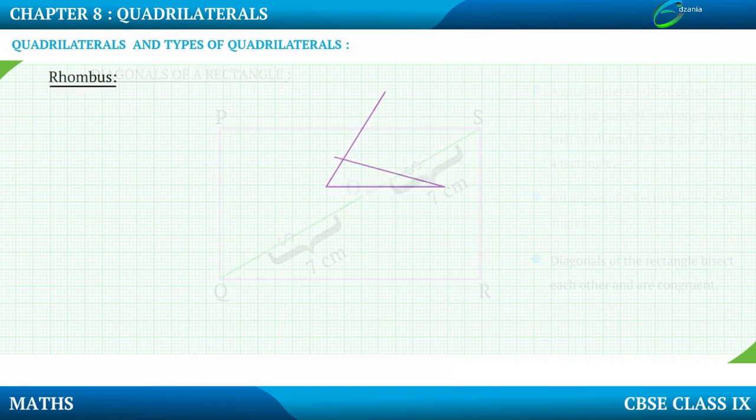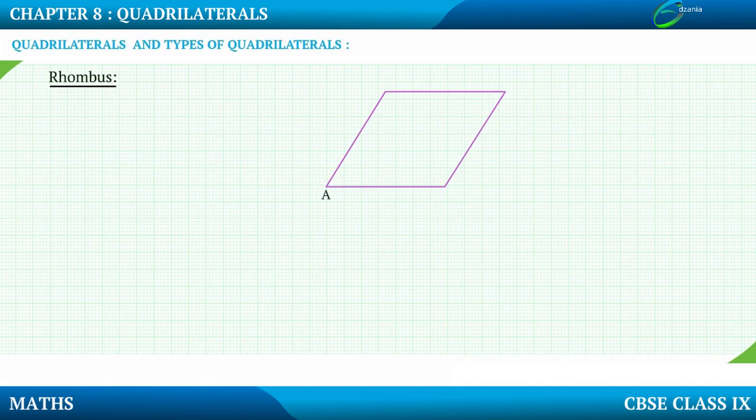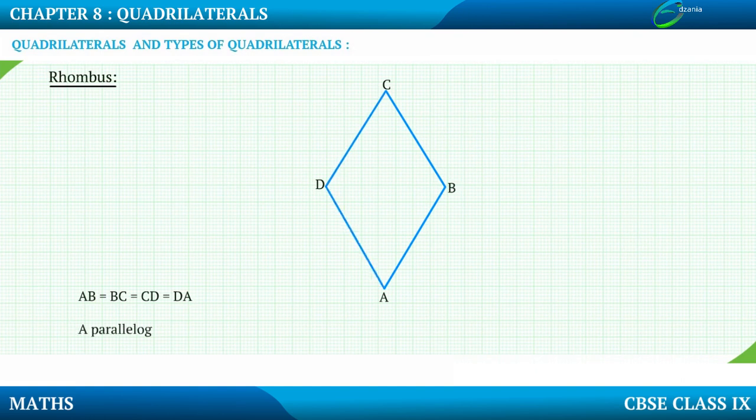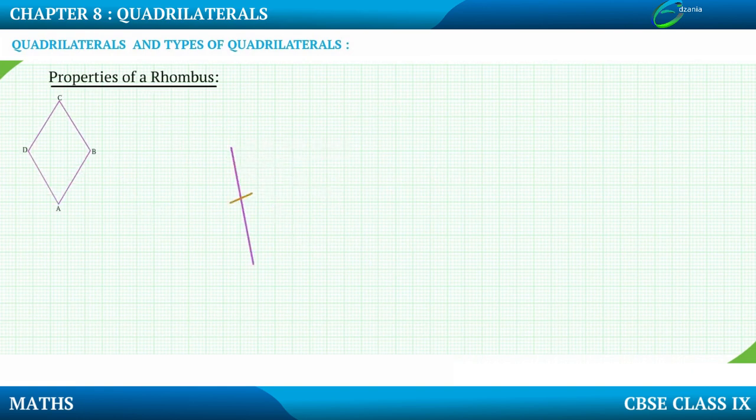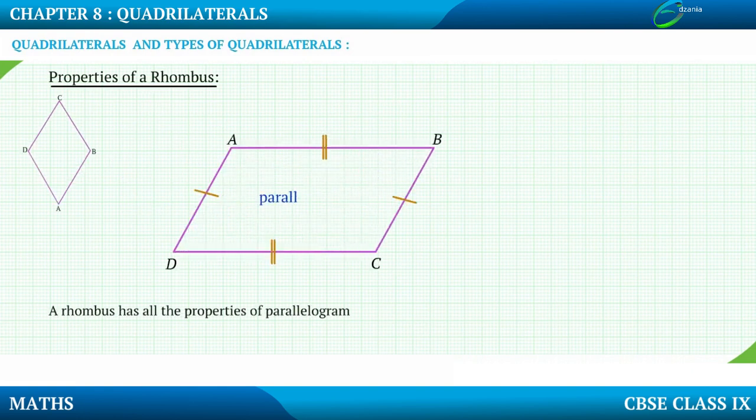Rhombus and its properties. Rhombus is a special type of a parallelogram. If all the sides of a parallelogram are equal, then the parallelogram is said to be a rhombus. Rhombus is a special type of parallelogram, so rhombus has all the properties of a parallelogram.